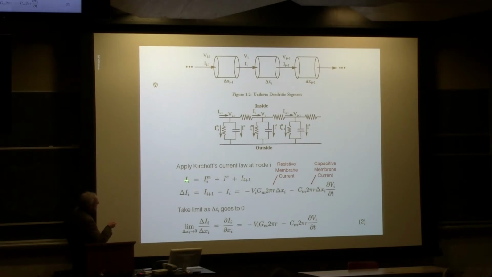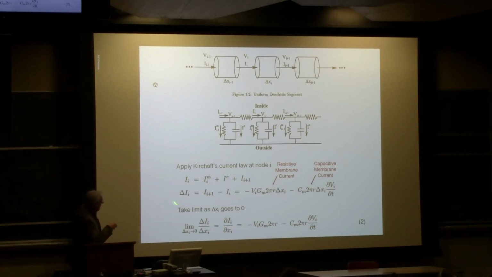And so Kirchhoff's current law says that the current entering this node is equal to the currents leaving that node. And so the currents leave this node in 3 ways. There's a resistive transmembrane current, there's a capacitive transmembrane current, so here they are. And then there's the axial current exiting that node. That's this current here.